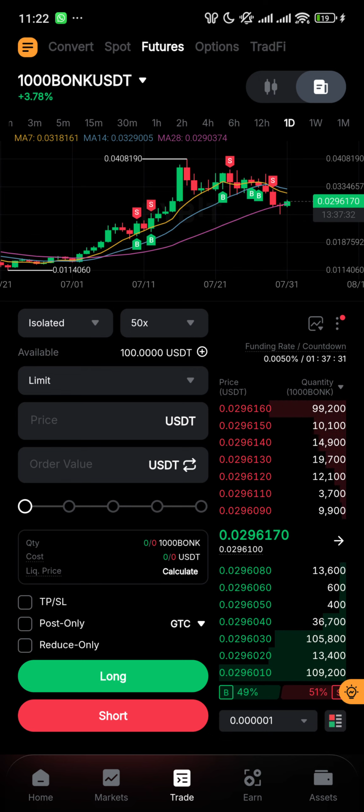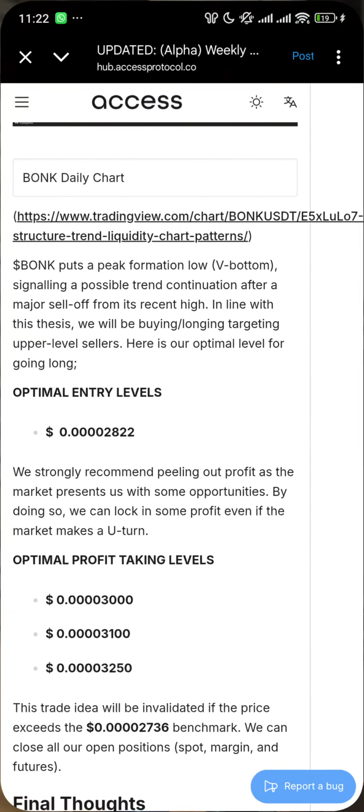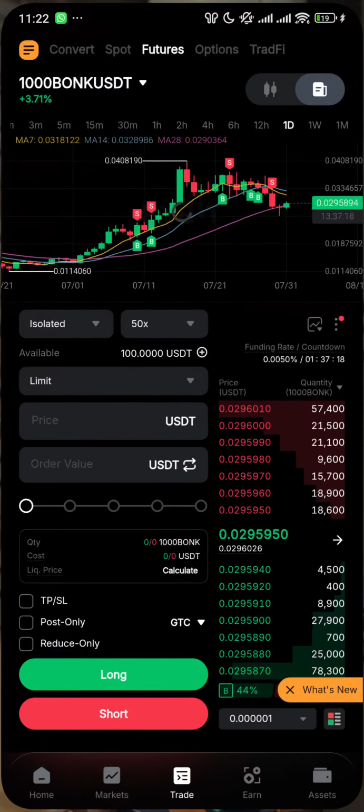So now for limits, this is where the limit comes into place. You need to have an entry level. So remember, our entry level is at 0.0282, right? So now for your limit order, that's what you're going to do.